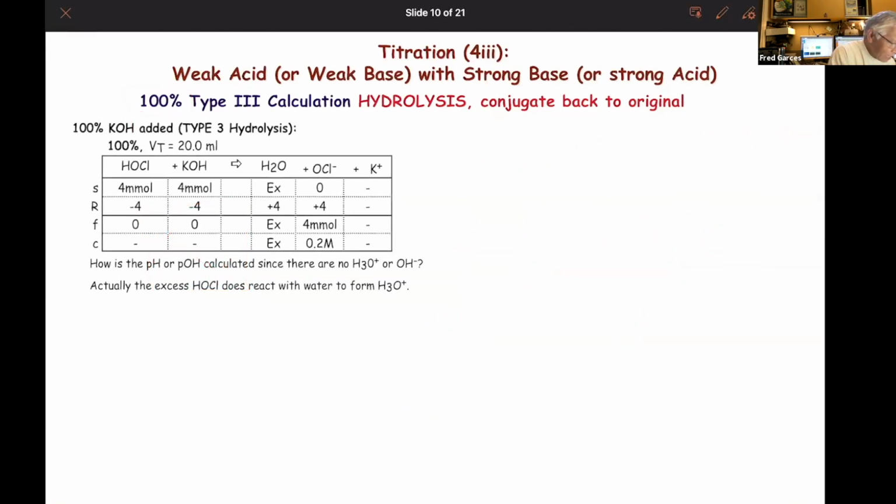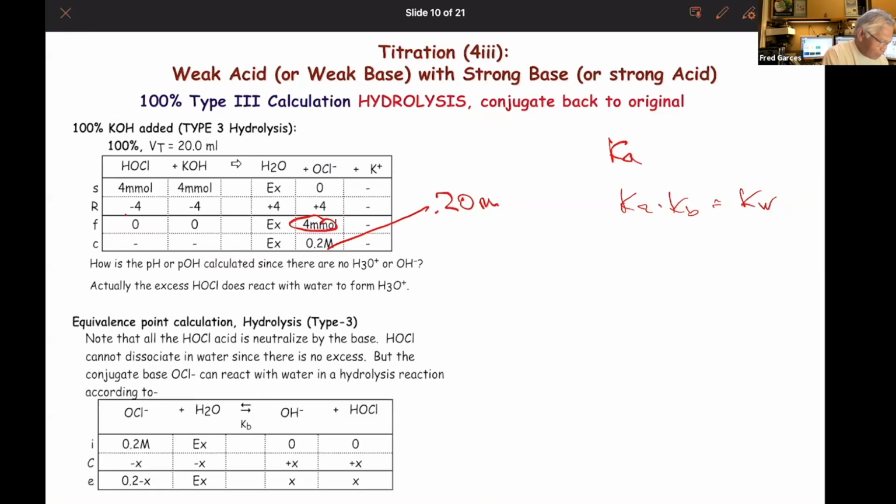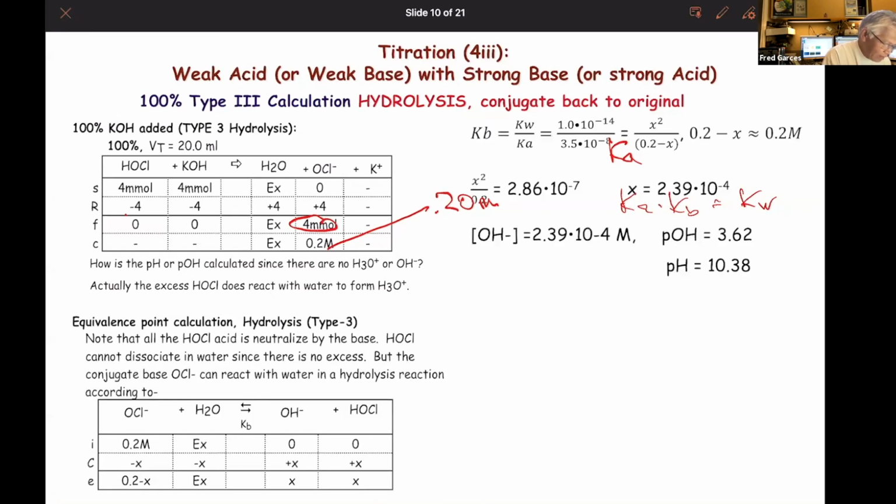Here it is. This is 4 millimoles, and if you divide it by 20, that's 0.2 molar. Now, I gave you the Ka. How do you calculate the Kb? Remember, the Ka times Kb equals Kw. So you can use that. And so that's what I will have right here.